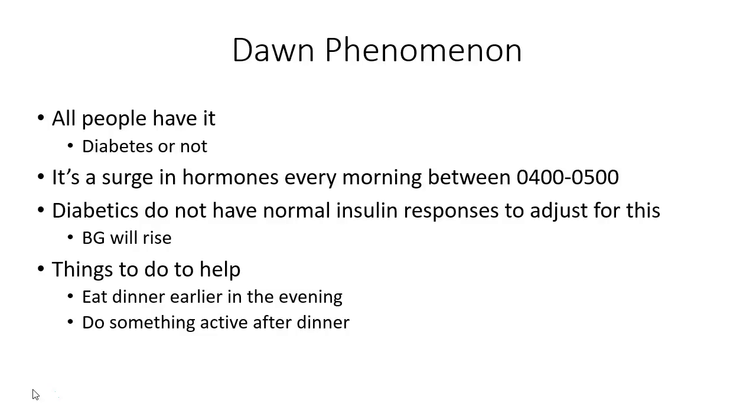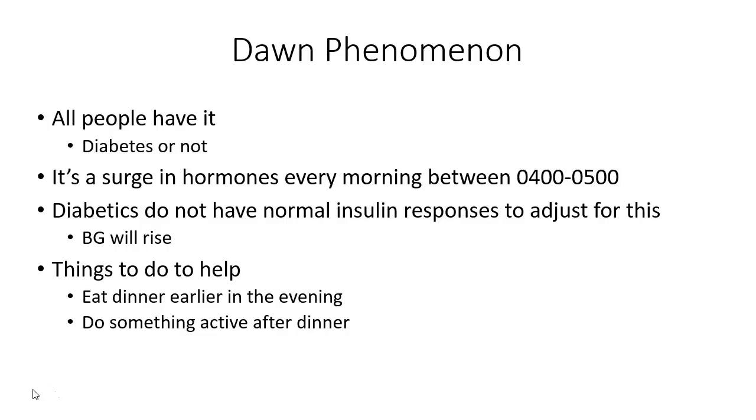The one thing I wanted to bring up was the dawn phenomenon, which I think was very interesting. All people have it, diabetics or not. It's a surge of hormones every morning between 4 and 5. Diabetics do not have normal insulin responses to adjust for this, so it actually makes their blood sugar increase. Ours does the same thing, but our pancreas helps adjust to those hormones and brings your blood sugar back to a normal level.